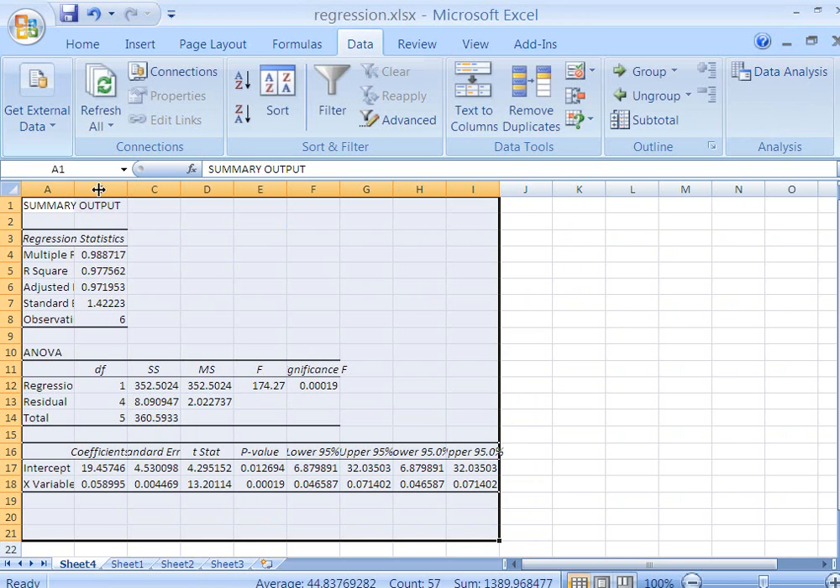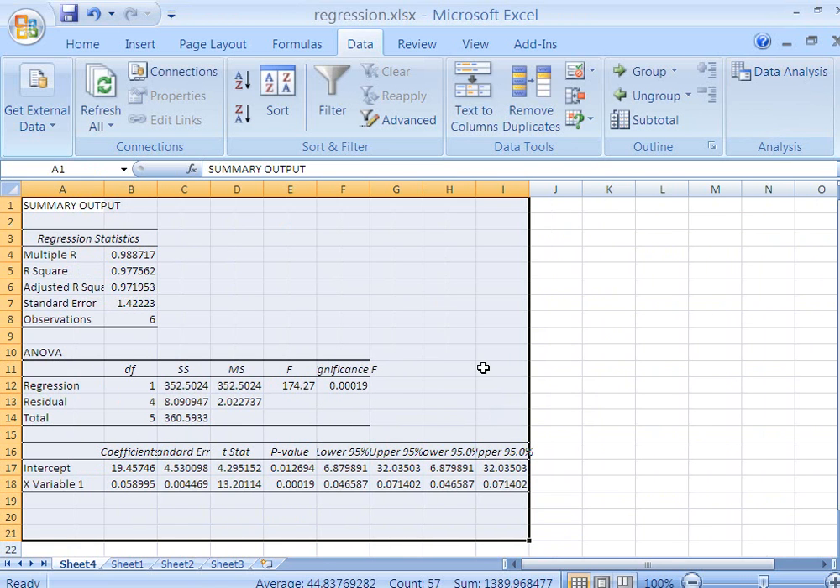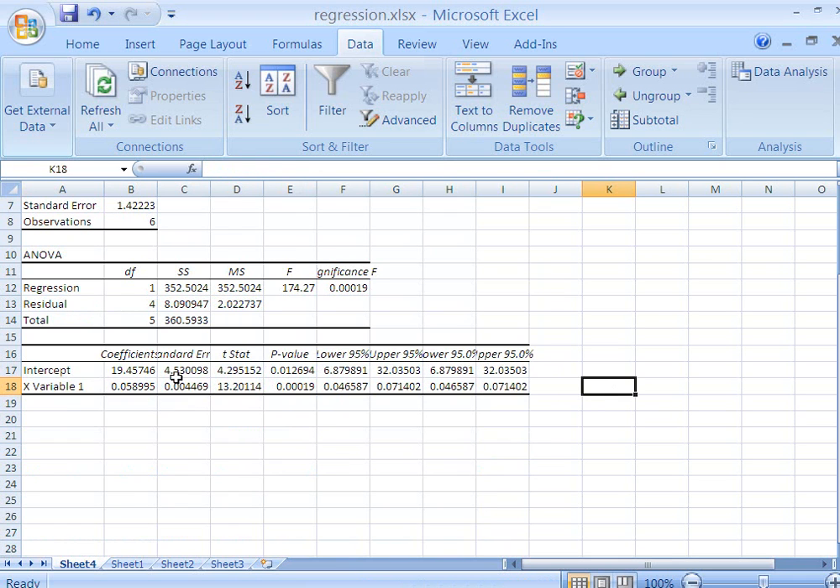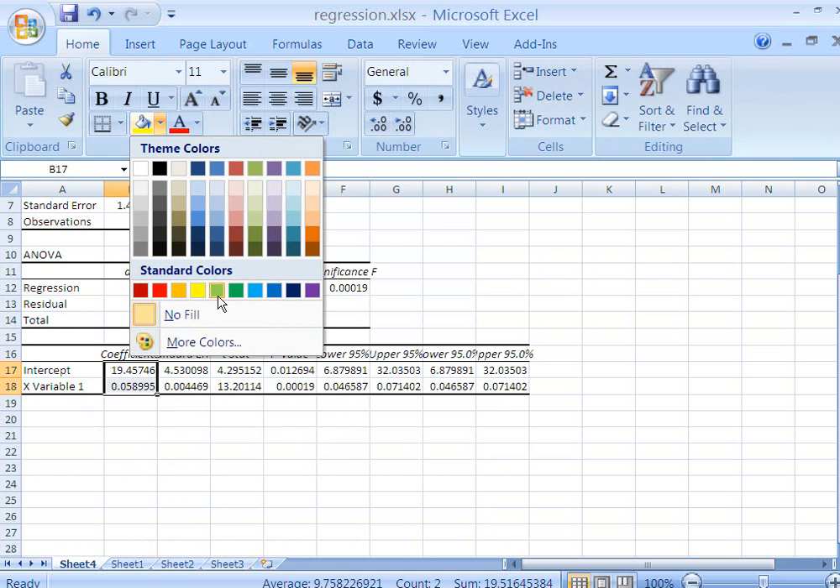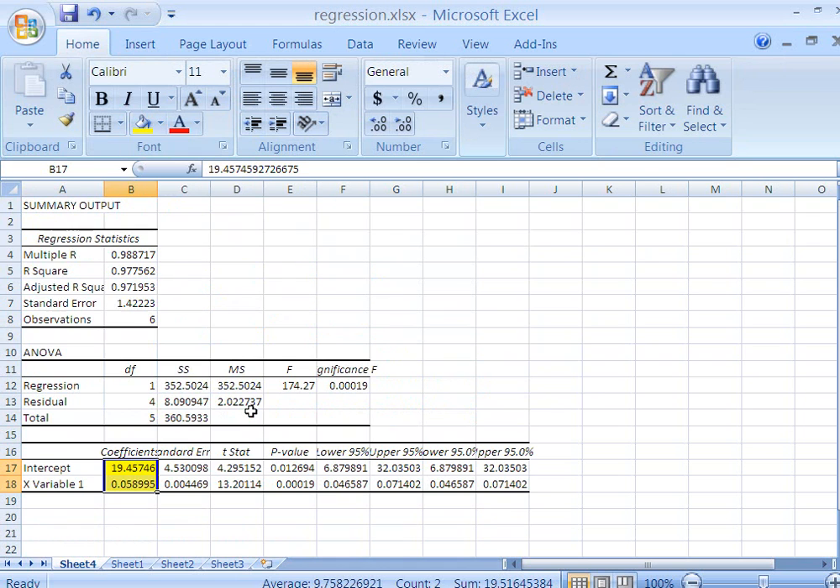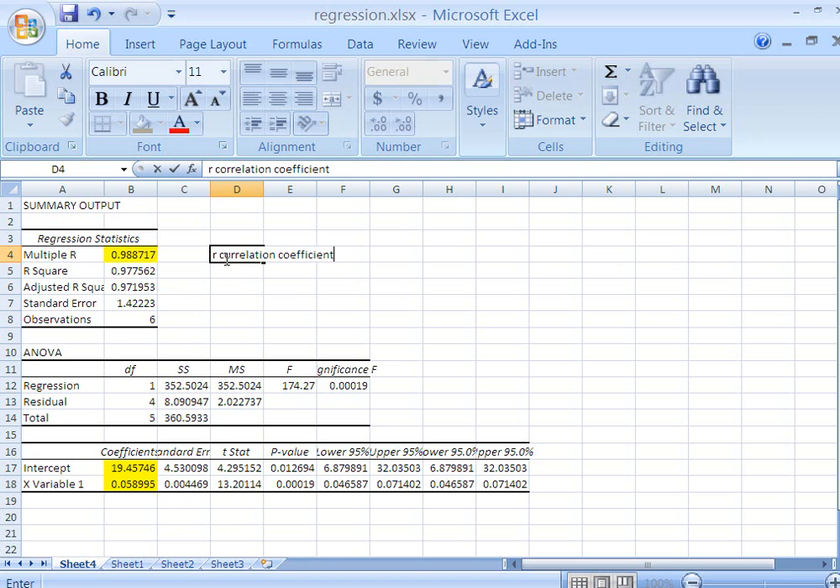Okay, so I know this is a lot of information. What are you really interested in? The main thing you are interested in are these two cells here. Okay, let's color those. All right. We're interested in those two cells, and then we're interested here in this cell. This cell is going to be your R that they asked for, or your correlation coefficient. It's going to be located right next to the Multiple R.